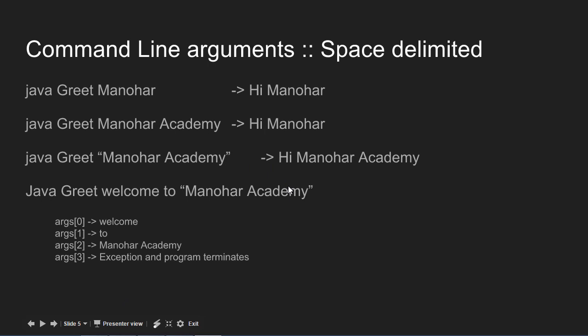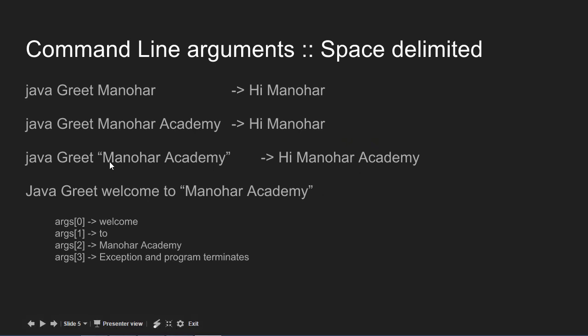So here we can see that whatever arguments we pass, they are all space delimited. So for example, after the class name, if I give Manohar, it prints hi Manohar. If I give Manohar Academy, even in that case it is going to print Manohar only, because I am printing the first element in the array. This is going to be the first element. After the space, it is going to be the second element. And whatever I give next is going to be the third element.